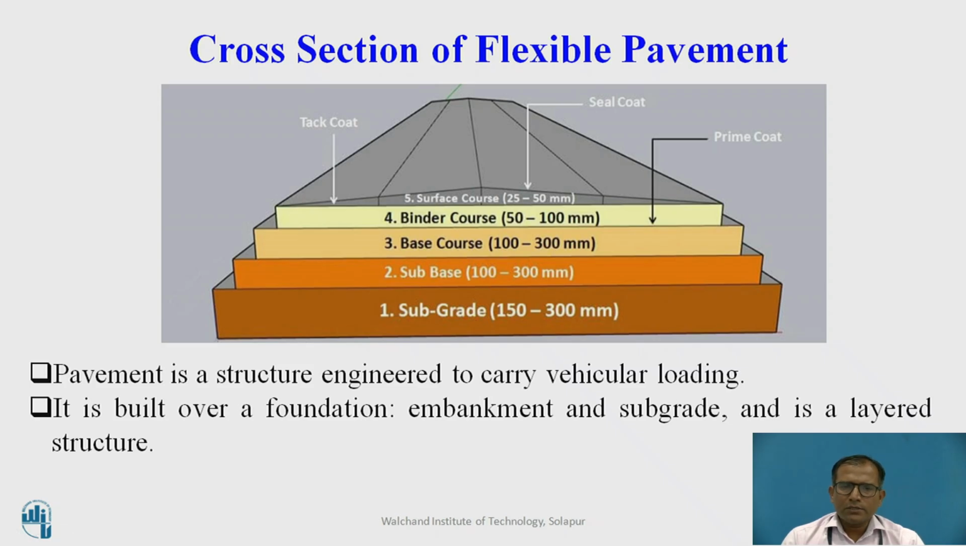And atop the subbase, we have a base course. It may be your wet mix macadam. The thickness lies between 100 to 300 mm. And the binder course, that is dense bituminous macadam, of 50 to 100 mm. And the final layer, that is the wearing surface or surface course, that is bituminous concrete, maybe in the range of 25 to 50 mm. So now, based on the property of the subgrade and other properties, we are going to design the thickness of subbase, base, binder course and surface course.